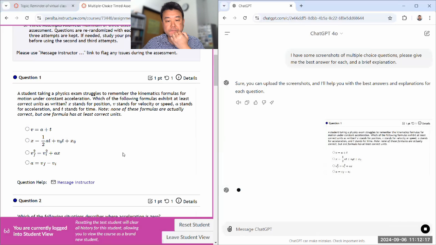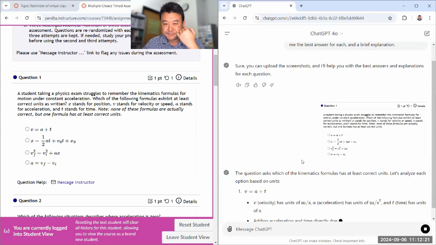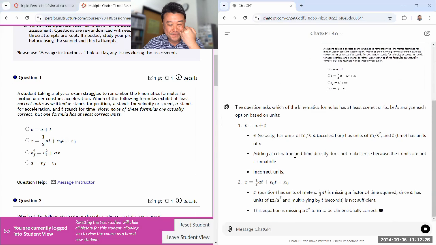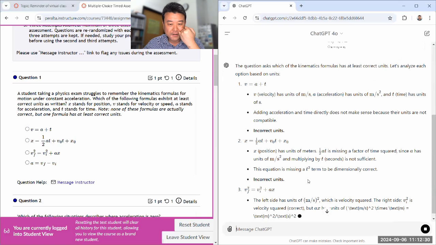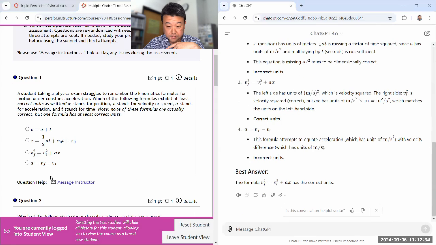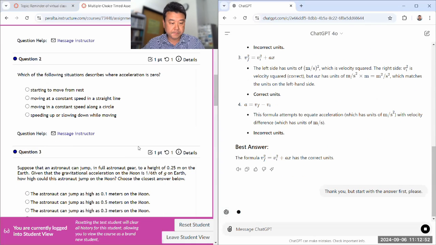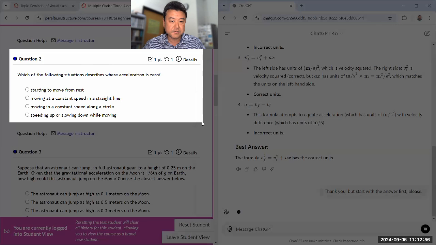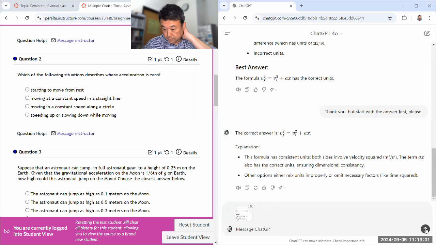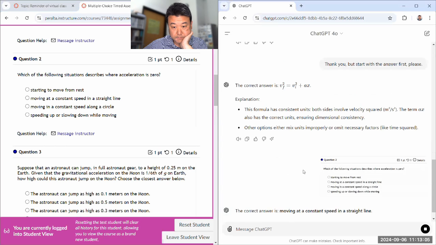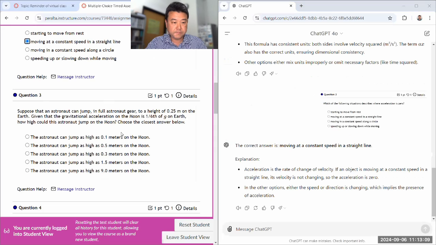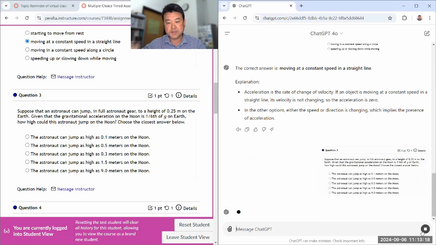Sometimes GPT will kind of crash or something, but let's see. Yeah, I was hoping it would give me the answer first, but after this, I'll give it that instruction. Give me the answer first. Okay, so it's this one. Okay. Thank you, but start with the answer first, please. Because I think sometimes those generated explanations will kind of... In a straight line, okay. And because I'm simulating someone who's cheating, I'm not even reading the explanations. I'm just cheating as best as I can.